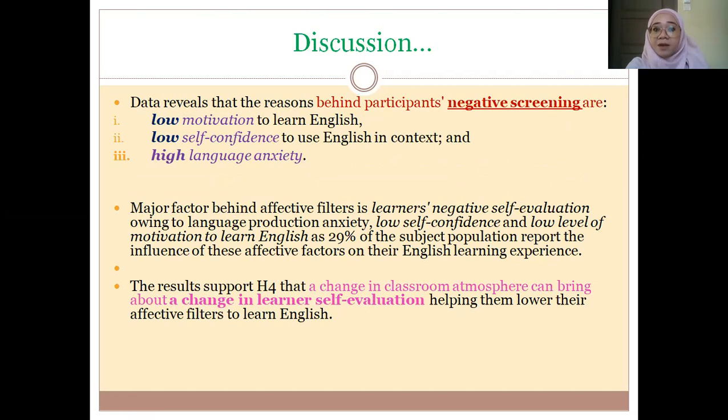Major factor behind affective filters is learners' negative self-evaluation owing to language production anxiety, low self-confidence, and low level of motivation to learn English, as 29% of the subject population reports the influence of these affective factors on their English learning experience. The result supports question number 4, that a change in classroom atmosphere can bring about a change in learner self-evaluation.